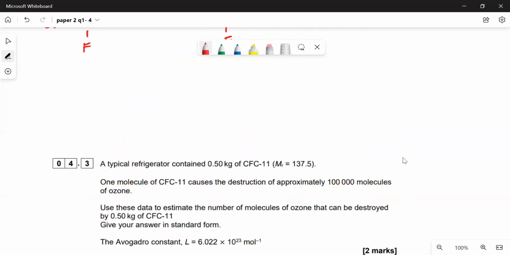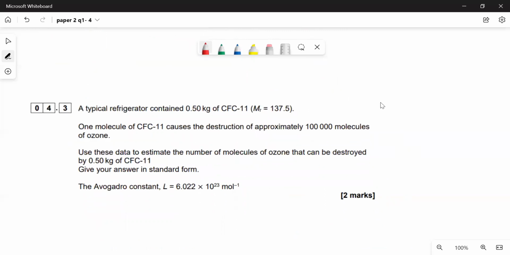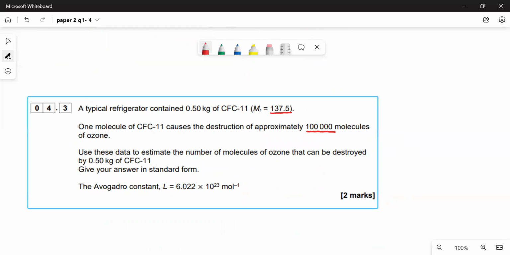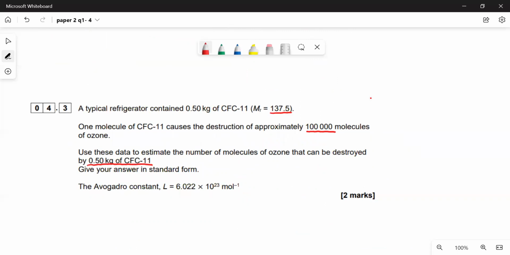A typical refrigerator contains 0.5 kilograms of CFC11, and it gives its Mr. 1 molecule of CFC causes the destruction of 100,000 molecules of ozone. Use these data to estimate the number of molecules of ozone that can be destroyed by 0.5 kilograms of CFC. They give us the Avogadro constant. So if we want to work out number of molecules, the first thing we need to do is work out number of moles and then multiply by the Avogadro constant.